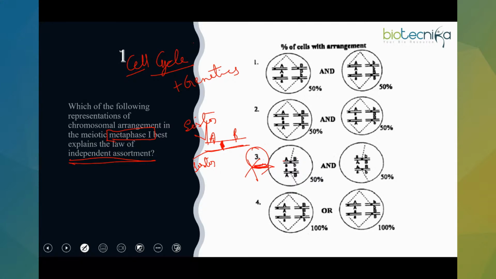So here the answer will be option 1. Why option 1? What is happening is that these two are coming together and these two are coming together. Capital A, capital B are coming together, and small a, small b are coming together. Okay, and they are also present in different chromosomes. In this part, capital A is together with small b, and small a is coming together with capital B.